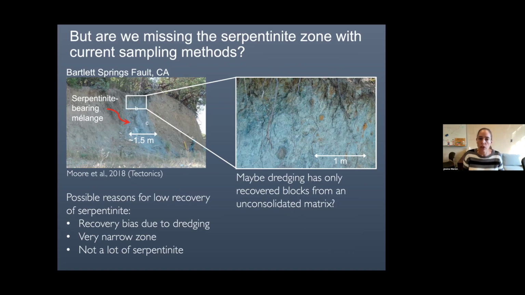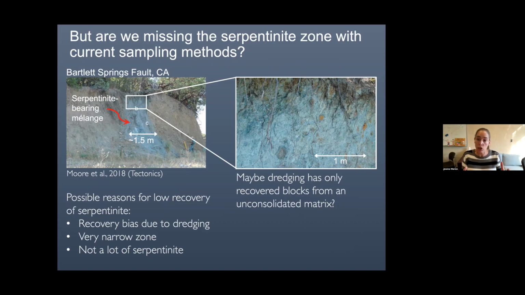And this is where going back and looking at on-land outcrops is useful. This is an example from Diane Moore's work, from a 2018 paper of hers, showing the Bartlett Springs Fault in California. There's a beautiful outcrop here, and the core of the fault zone is a serpentinite-bearing mélange. So maybe this is the material that we should be looking for when we're thinking about these fault zones.